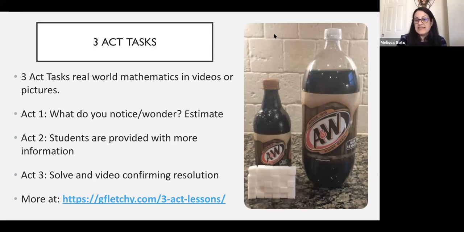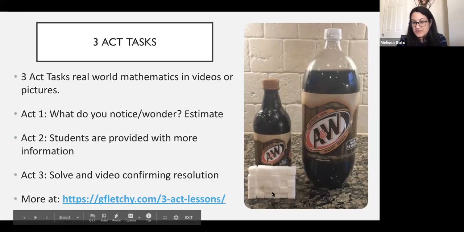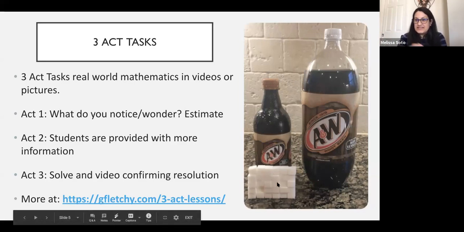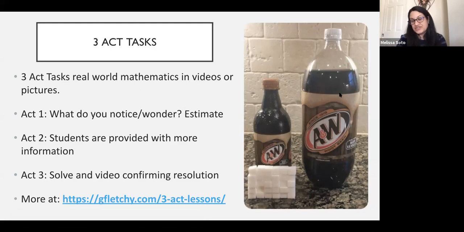Perhaps it might be the number of ounces in each of these bottles of soda. Perhaps we share with them the number of sugar cubes. One of the wonderings may be, I wonder if these amounts of sugar cubes are in this bottle of soda. So that could be one thing. And then the next question may be, how many sugar cubes would be in a large bottle of soda?